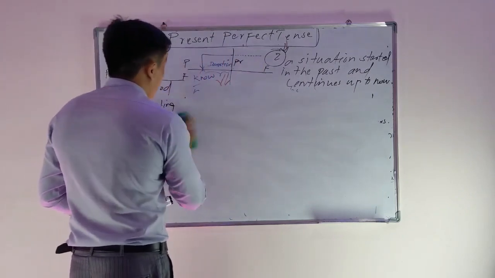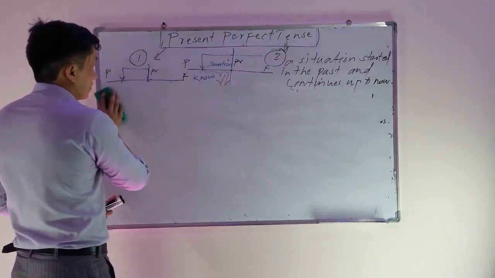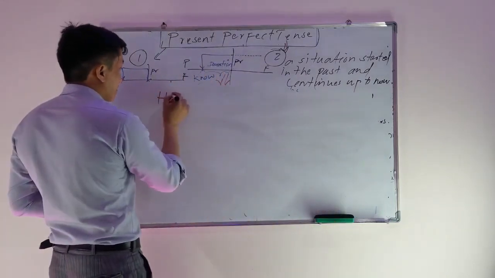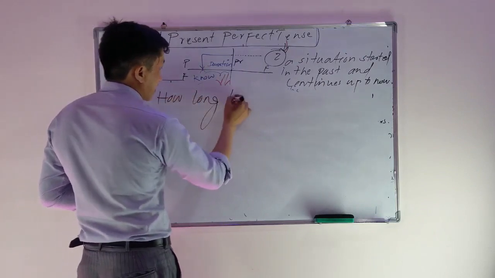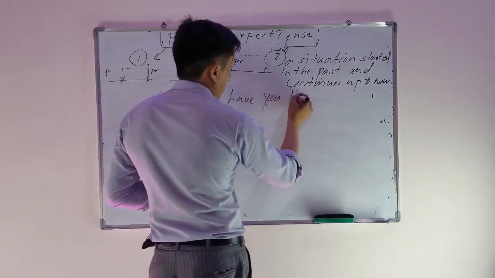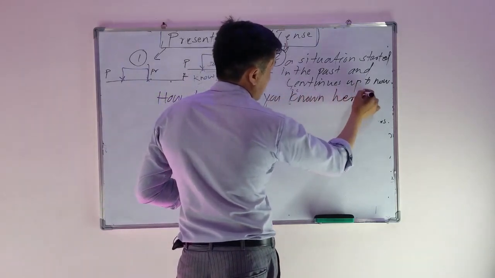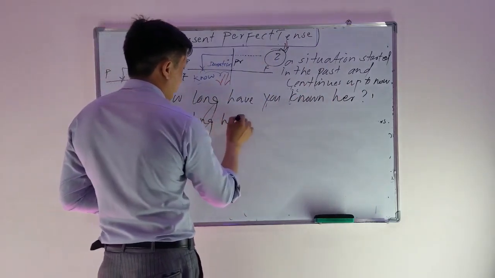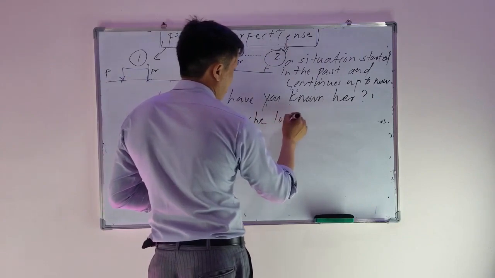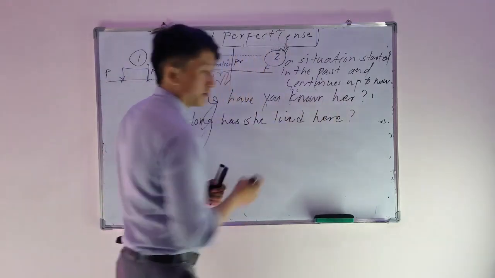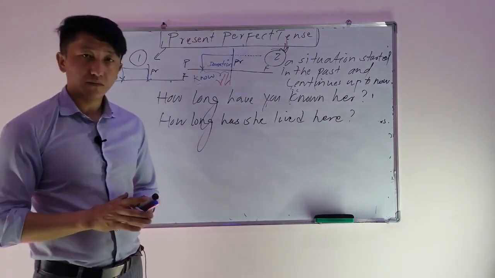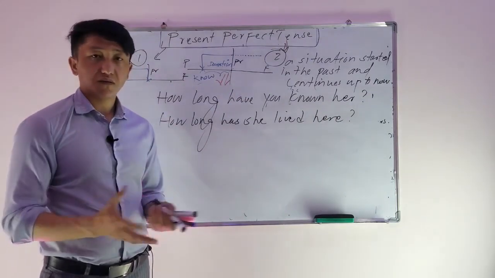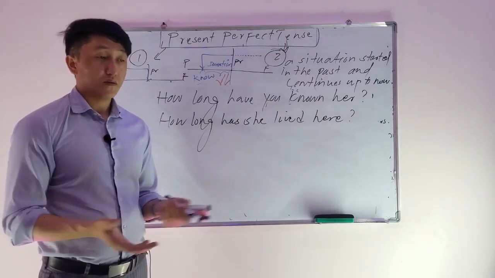For example, he has studied English for 2 years, or 3 years, or 4 years, or 5 years. Now, this is how we use it for the duration. We use the present perfect tense. And if I want to ask questions about the duration, I have to use how long. For example, how long have you known her? Or how long has she lived here? I have known her for 2 years, for 4 years. And how long has she lived here? Since 2010, since 2009, since 2000, okay?